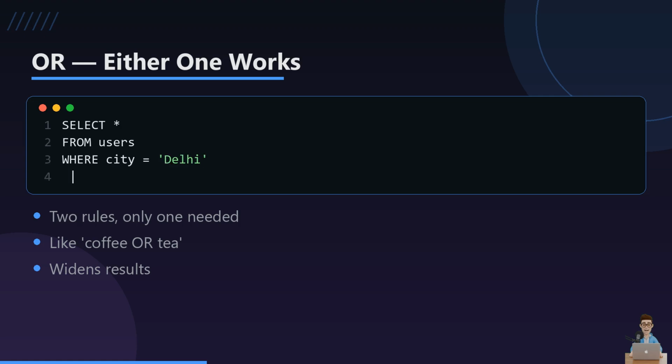OR is the friendly opposite of AND. It's like saying I'll take coffee or tea, whichever you've got. A row only needs to satisfy one side to get in. Here anyone from Delhi or Mumbai qualifies, so OR opens the door wider instead of narrowing it.